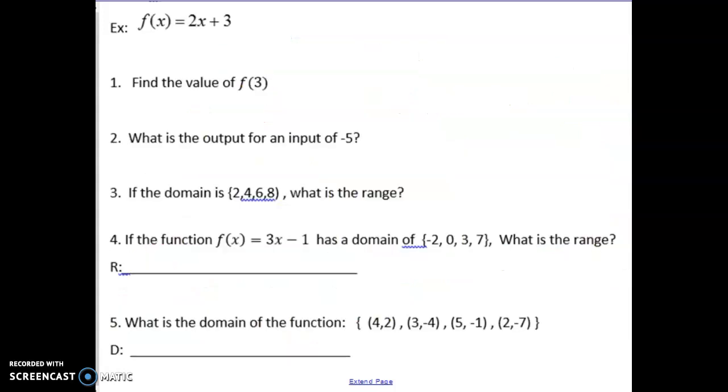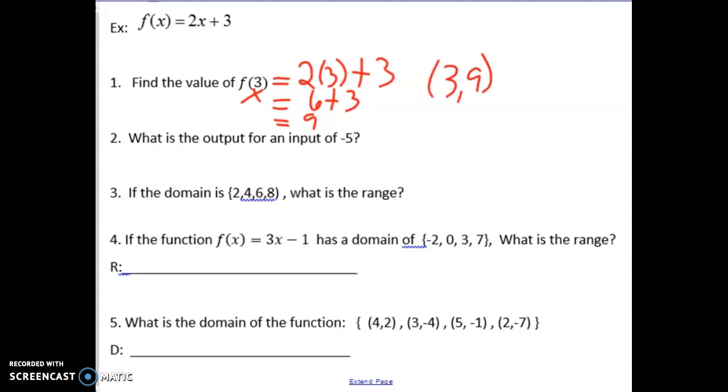Alright, last page, we're done. So let's take a look at this function, f of x equaling 2x plus 3, and just answer the following questions. Hopefully this goes really fast after everything we've done so far. Find the value of f(3). Remember, it's always going to be labeled as the x value. So that means 3 going in for x. So wherever I see x, I replace it with 3. And so this should be pretty simple. 2 times 3 is 6. 6 plus 3 makes 9. So I've just made the point (3, 9), or an x value of 3 and a y value of 9.